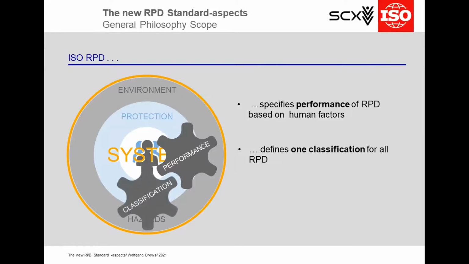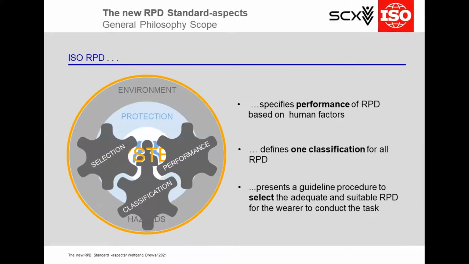The second key is that there will be, or is, one classification for all RPD. That is absolutely new, because so far every standard has its own class or classification. Now it is possible to describe performances via the classes. And if you have the same class on a product, you can be sure that the performance is the same.